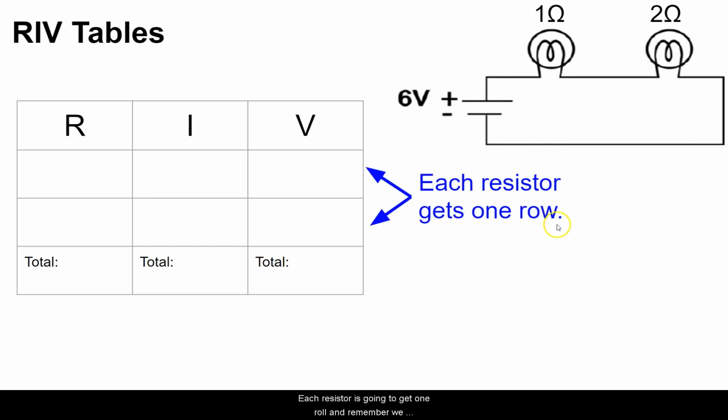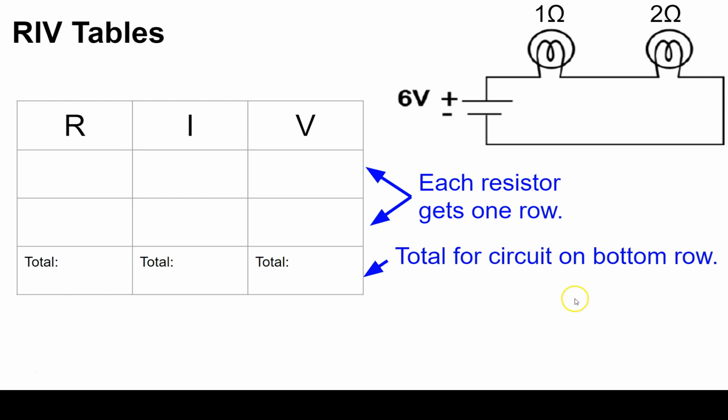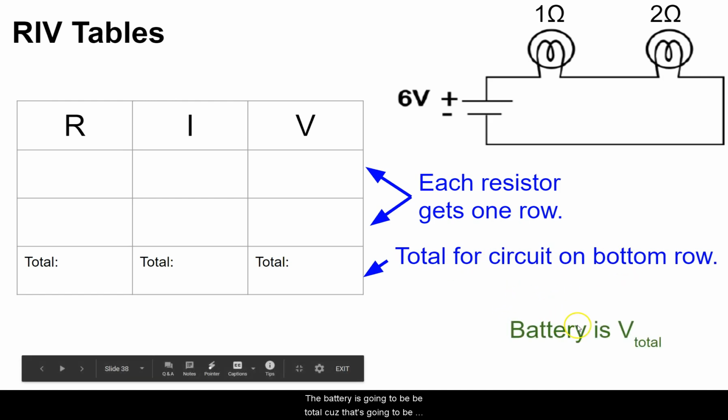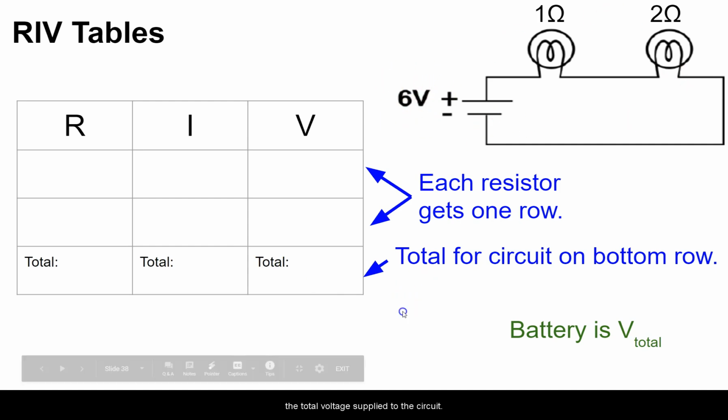Each resistor is going to get one row, and remember, we can treat light bulbs like they're resistors. So the 1 ohm resistor is going to get a row, the 2 ohm resistor is going to get a row, and then we'll put the totals down at the bottom. The battery is going to be V total, because that's the total voltage supplied to the circuit.